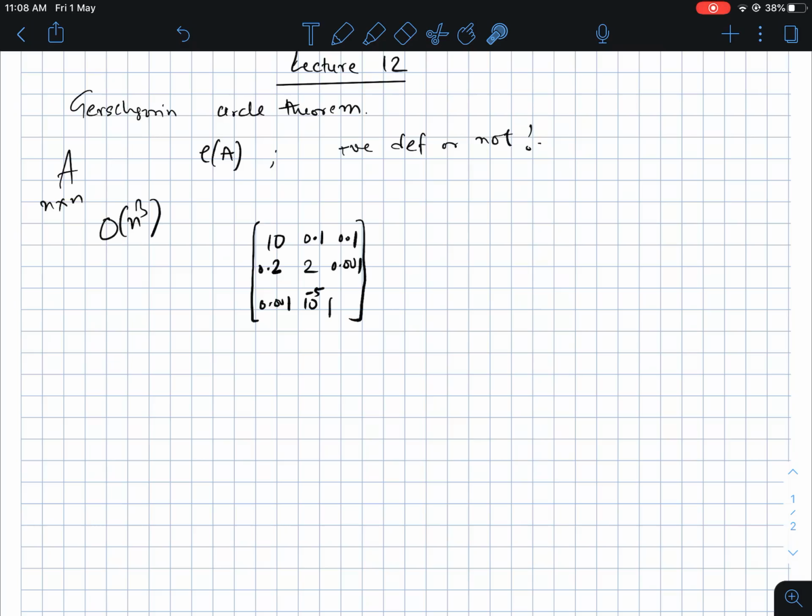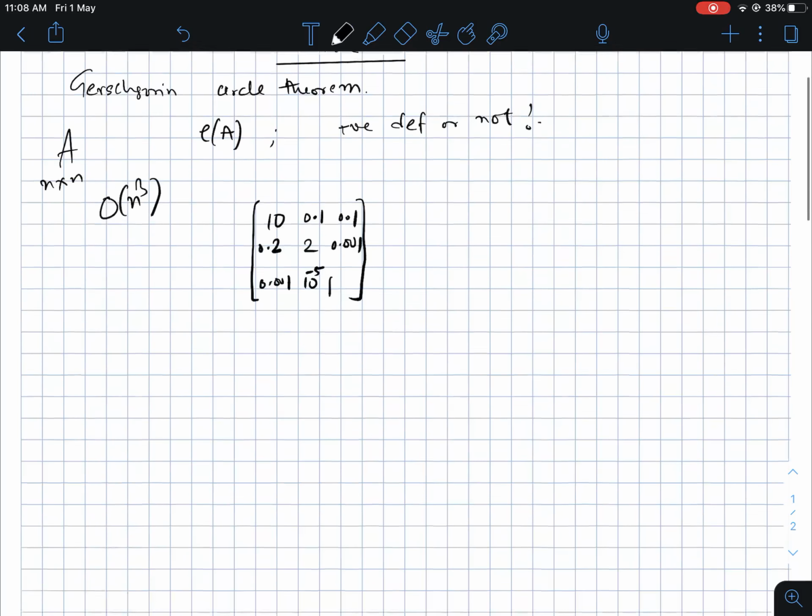This intuition is going to make precise. So what the circle theorem is going to do is tell you that all the eigenvalues will be around the diagonal entries, but within some perturbation, within some radius. That's where the word circles is coming from.